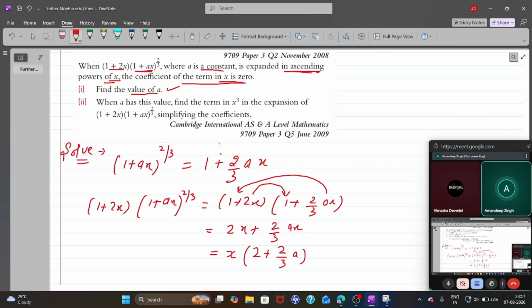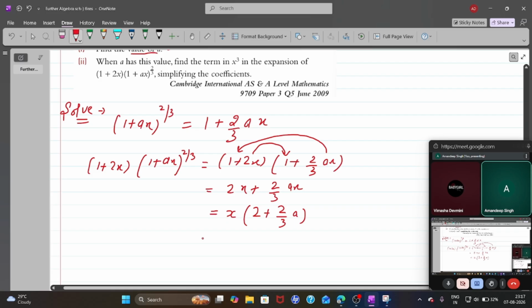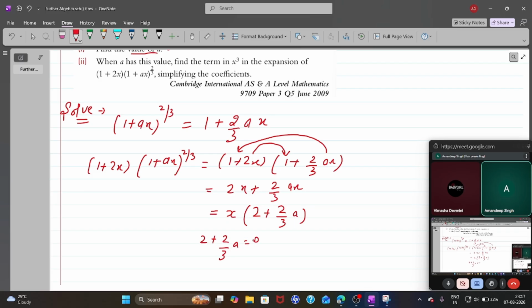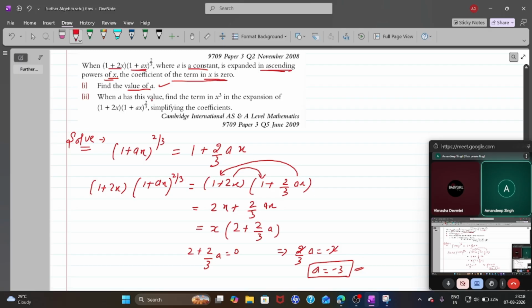Now as they said, the coefficient of x is 0 if we expand it. So we can equate this to 0, and we get 2 by 3a is equal to minus 2, and a is equal to minus 3, right? Okay.